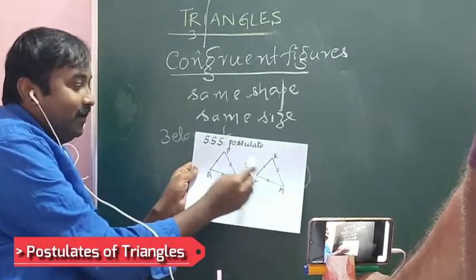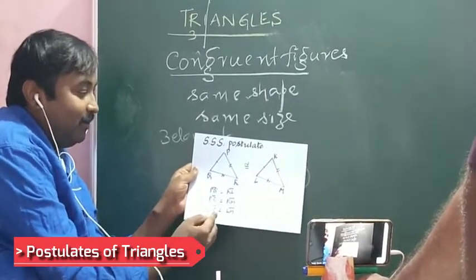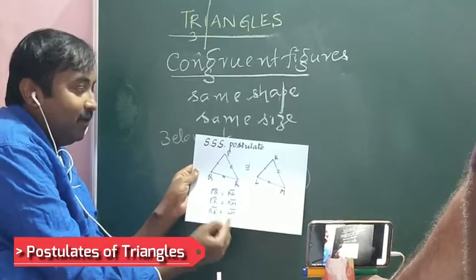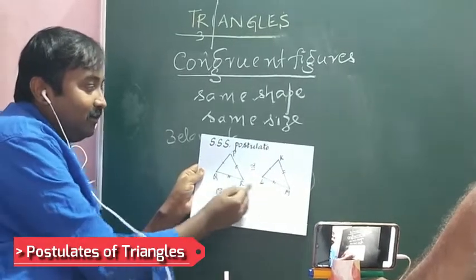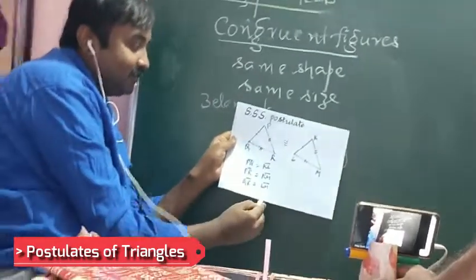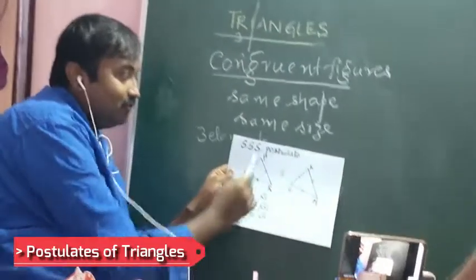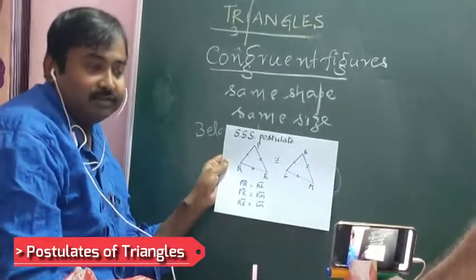Three sides equal: PQ equals KL, PR equals KM, QR is equal to LM. Corresponding sides are equal. Only sides, SSS. So this is called the SSS postulate.